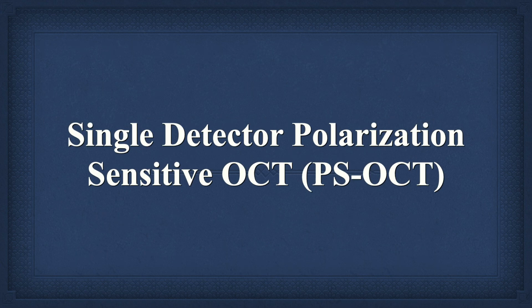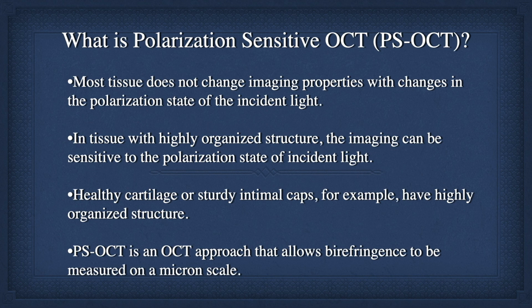We're going to focus on one approach, mostly single detector. It's technically called single channel, and I'll briefly discuss the difference, but it's not that critical. One detector versus two detectors, and I'll explain why. Most tissue of the body, when you image with OCT, the back reflection is not sensitive to the polarization state of the incident light.